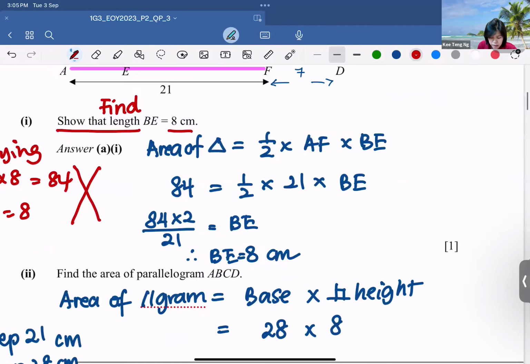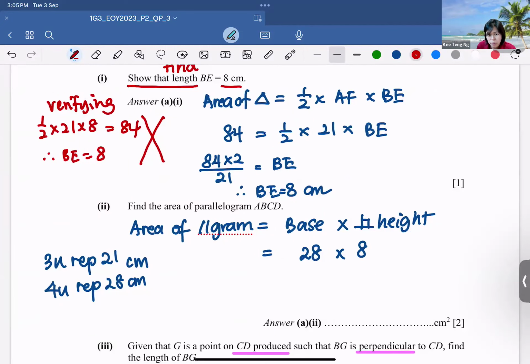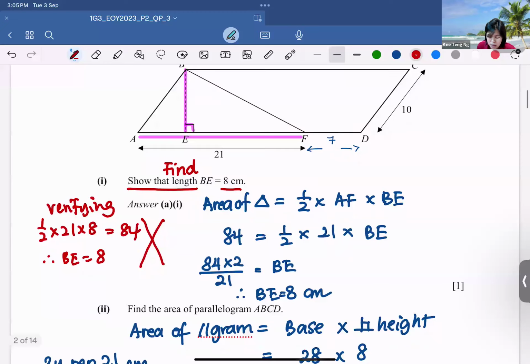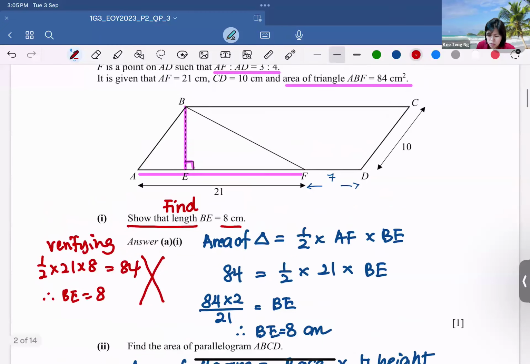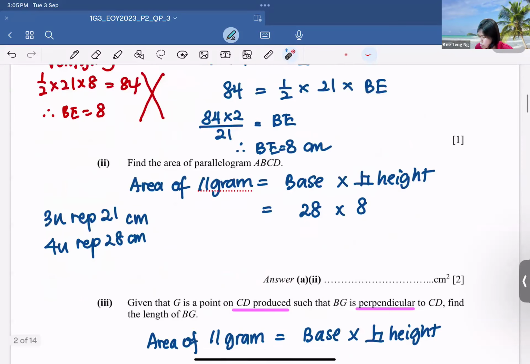Next one, find the area of parallelogram. Area of parallelogram is base times perpendicular height. So I work out my whole base. Just now we worked out the ratio already, right? So this is 7, so the whole base will be 28, times the height that I have found to be 8. So base times perpendicular height, 28 times 8. That gives me the value 224 cm squared.